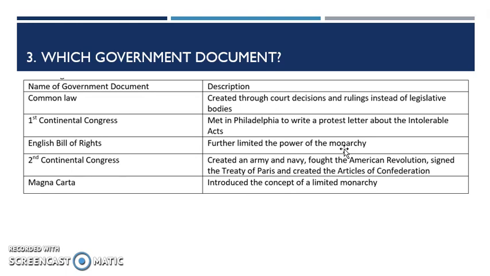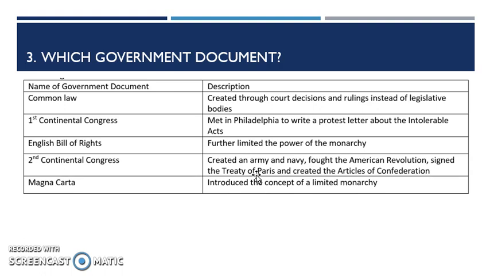The Second Continental Congress created an army and navy, and they're going to fight the American Revolution. So they're the ones doing all of the legwork. And they signed the Treaty of Paris, ending the American Revolution. And they create our first government, the Articles of Confederation. Second Continental Congress is really important. They're also the group that issued the Declaration of Independence, but they're the guys that do pretty much everything during the war years.